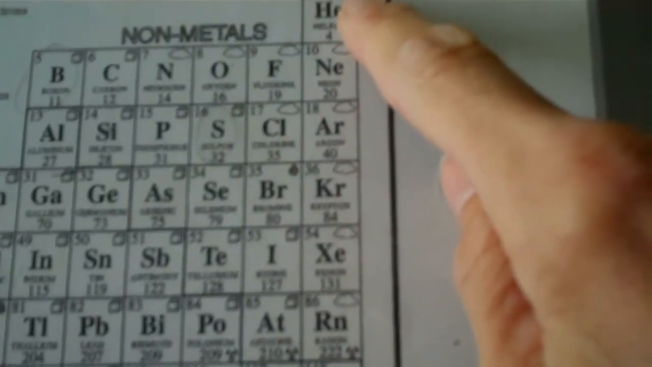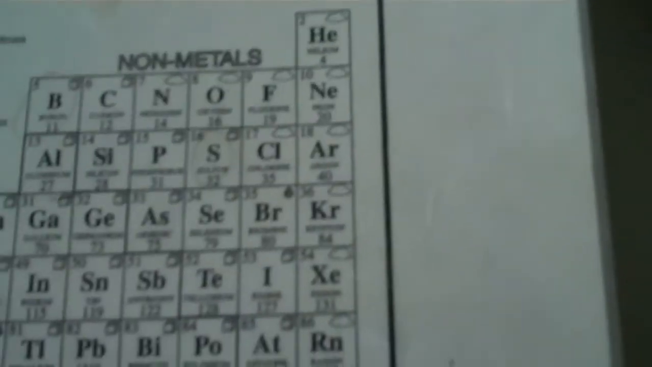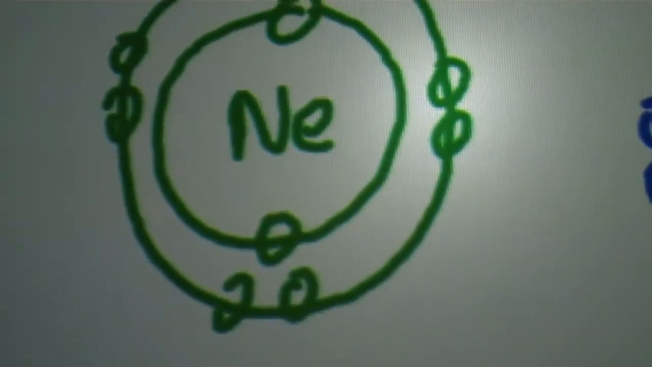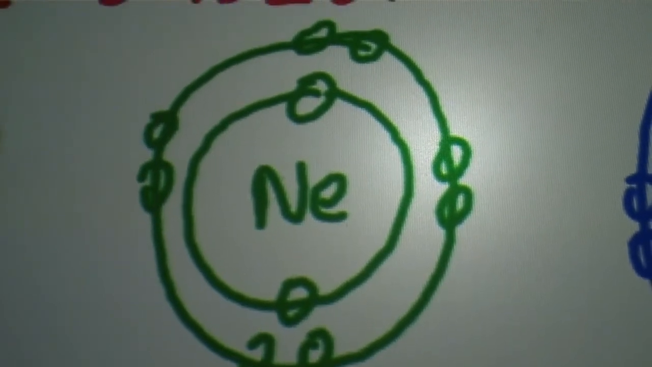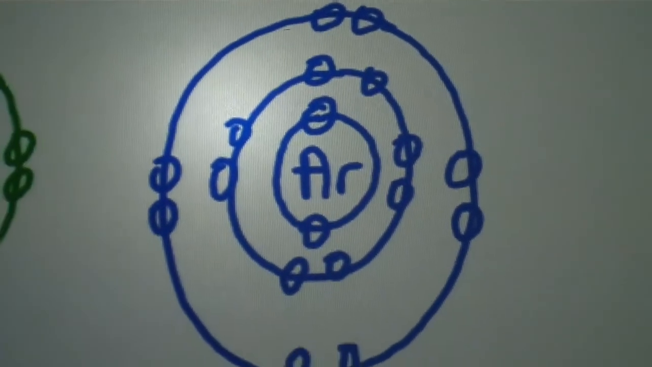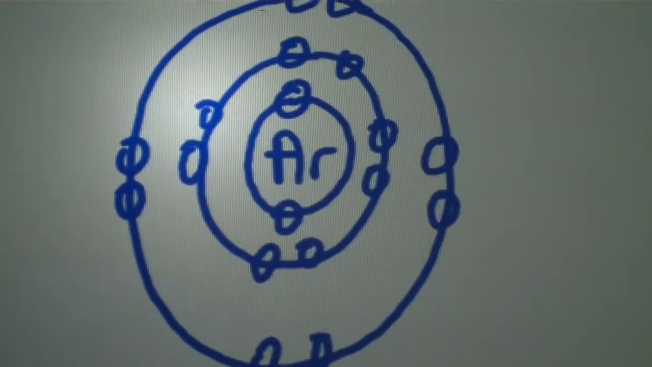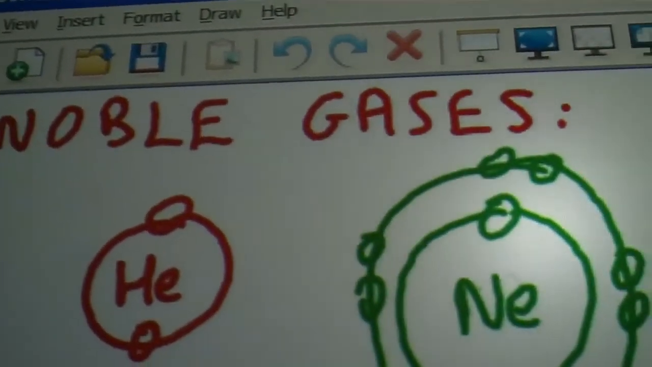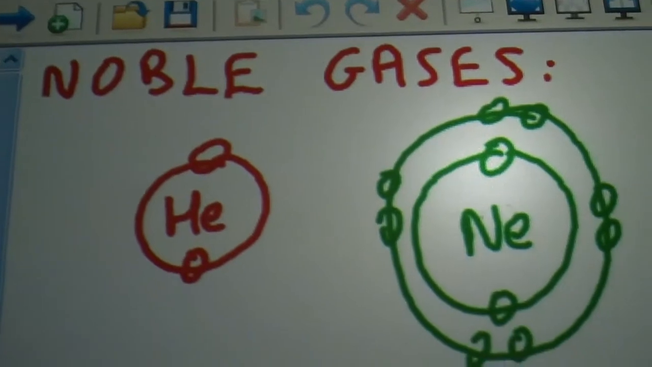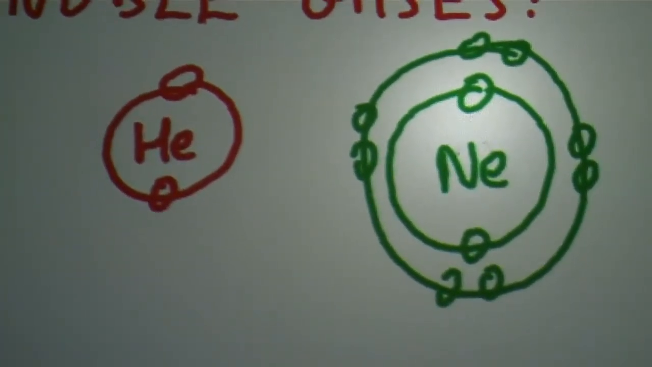Well, we know the noble gases, which are the last group of the periodic table, don't like to form bonds with any atoms. They seem quite happy to be unsociable and be on their own. So why is this? If we look at the noble gases, helium has 2 electrons in the first shell. That shell is full. Neon has 8 electrons in the second shell. That shell is full. Argon has 8 electrons in the third shell. That shell is full.